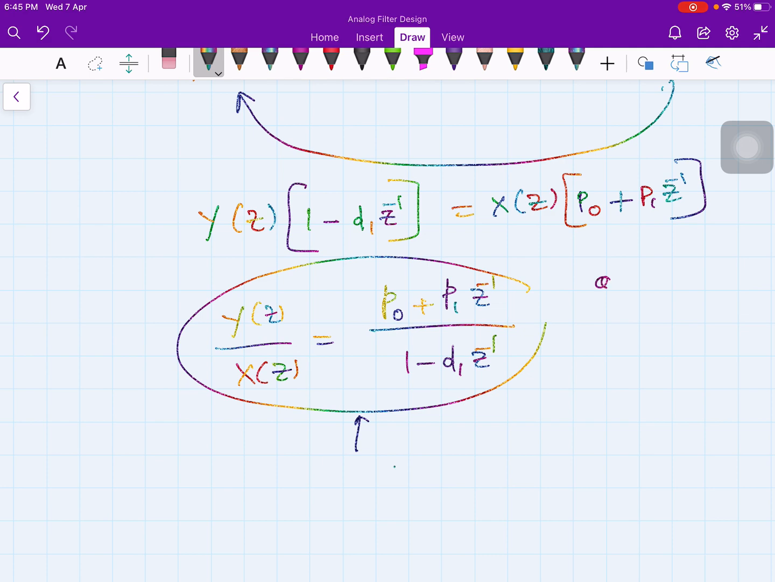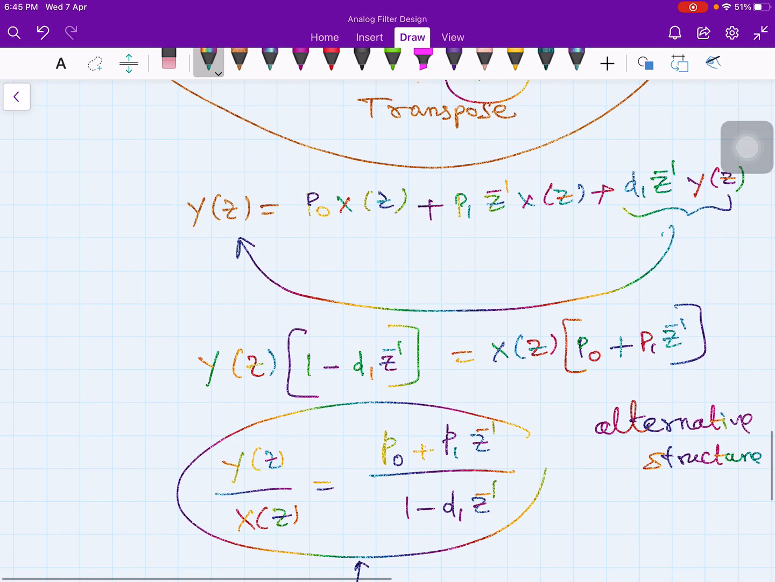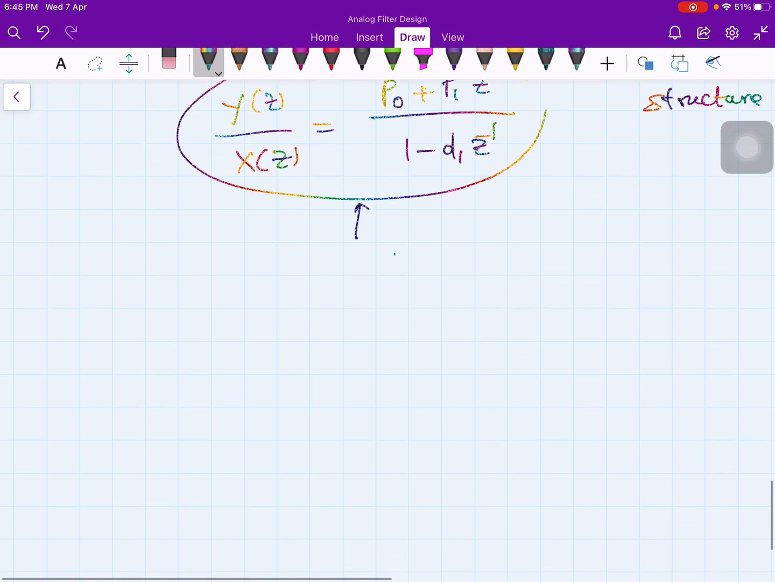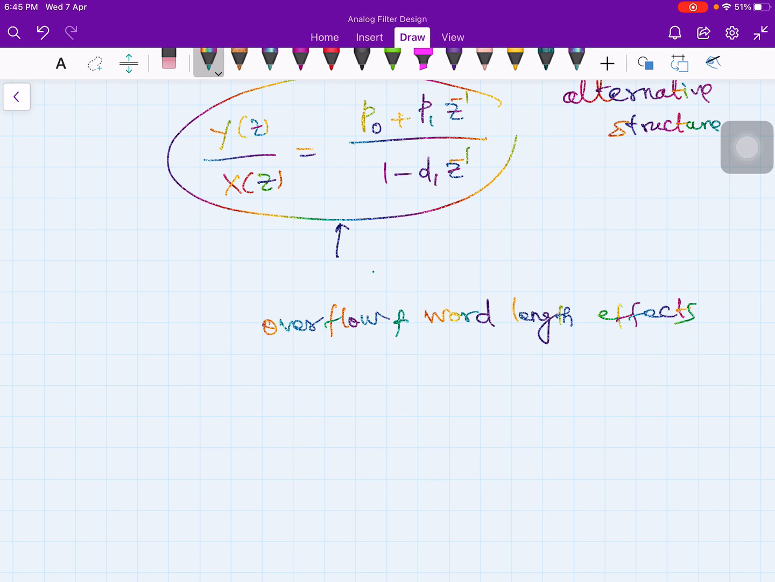The alternative structure also has the same transfer function, but what is the difference? The overflow and word length effects may change. Even though these two structures, the original structure and the transposed structure, have the same transfer function, they may not have the same properties. When I say properties, what I mean is overflow and word length effects. So therefore overflow and word length effects are different. That is the very important property one has to remember.